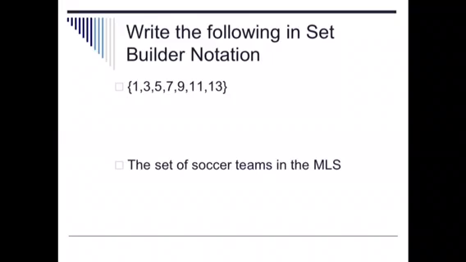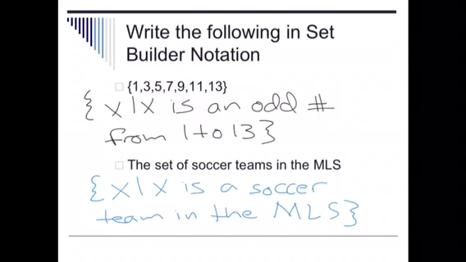Alright, your turn again. So I want you to go ahead and write each one of these sets in set builder notation. The first set is the numbers 1, 3, 5, 7, 9, 11, and 13, and then we have the set of soccer teams in the MLS. So go ahead and hit pause and convert these into set builder notation. Okay, so let's see how you did.